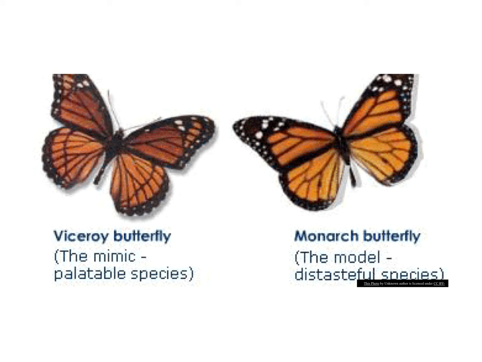Here's just another example with butterflies. The monarch butterfly, it tastes terrible to predators. The viceroy butterfly tastes fine, but it looks pretty similar to that monarch butterfly, so similar that a bird is not going to want to take the chance and try to eat it.